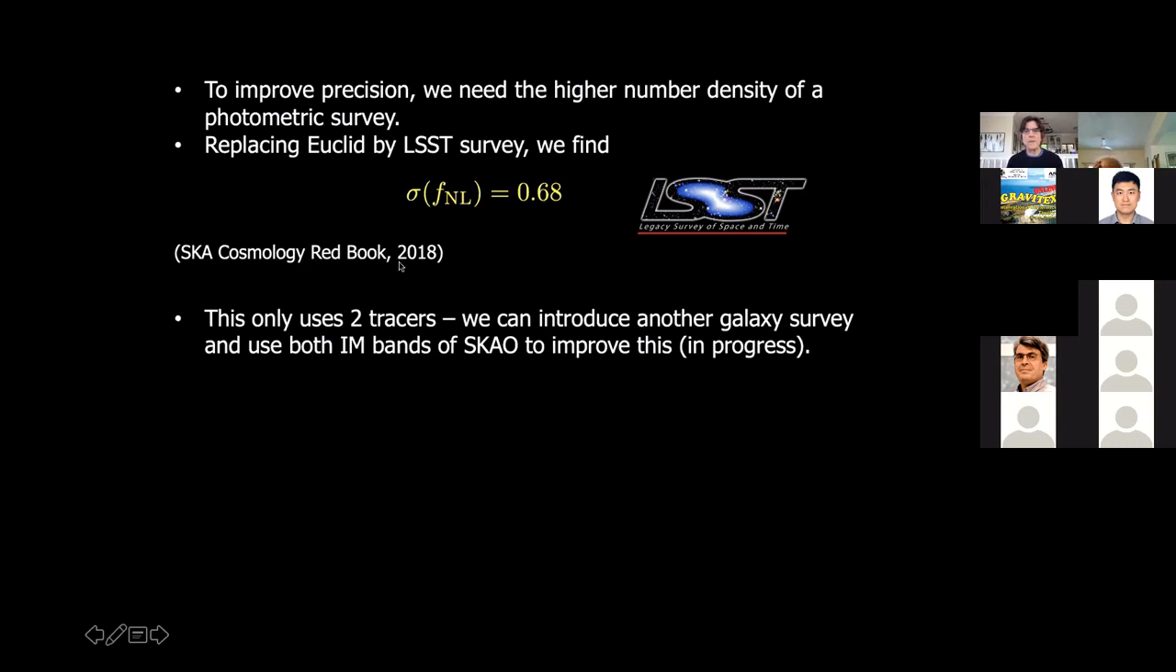This is actually shown in the Cosmology Red Book, and this is just using the combination of SKAO and LSST. In fact, if we add now a third tracer by having not just LSST, but another galaxy survey, potentially Euclid itself, we would be able to go even further below 1 than 0.68. And this is work in progress.